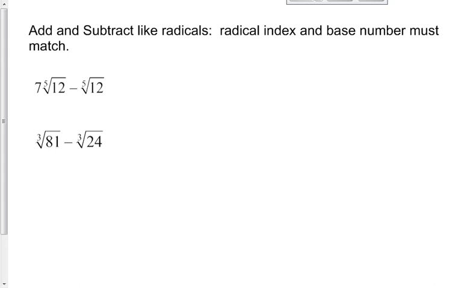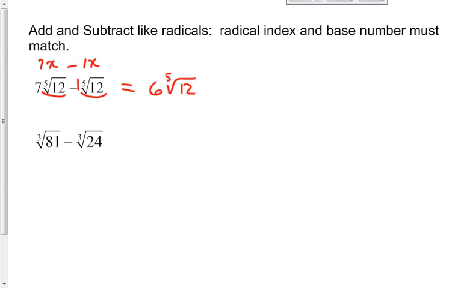Adding and subtracting radicals is not so bad. The one thing you need to make sure is that the index and the base number have to match. It's just like doing like terms. If I were to write this instead of with a radical, if I were to write this as 7x minus, no number here, sneak a 1 in the front, minus 1x, could you do it? Sure, because the variable matches. It would be 6x. This is going to be no different. 7 fifth roots of 12 minus 1 fifth root of 12 is 6 fifth roots of 12.